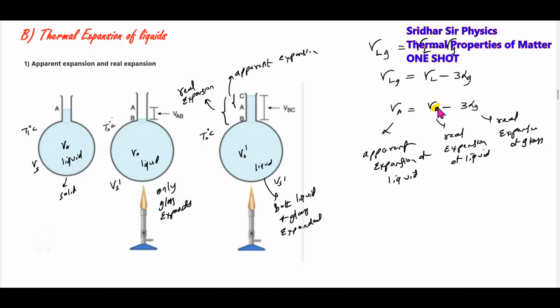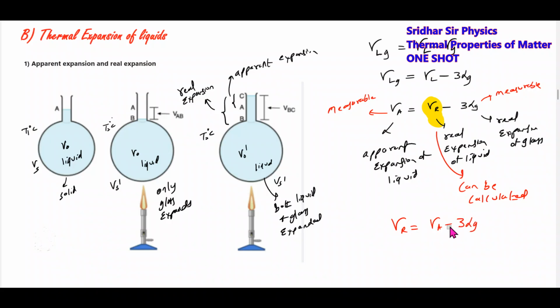We cannot find this out. This cannot be determined directly, it is not measurable. This is measurable. But this can be calculated. Like this, we can find out the real expansion of the liquid, equal to the apparent expansion plus the real expansion of the glass. There's a generalized formula which you can remember. Very few problems are there, but there's one general conclusion you can make.